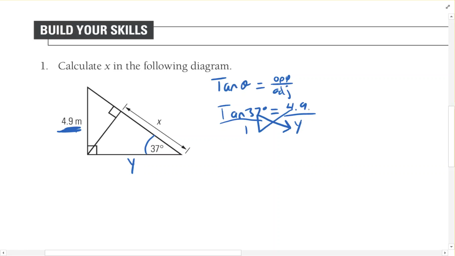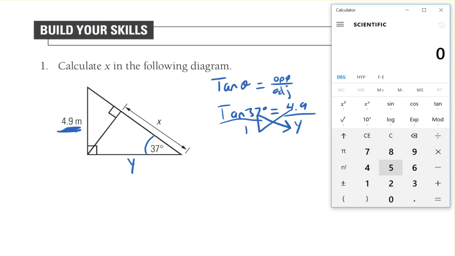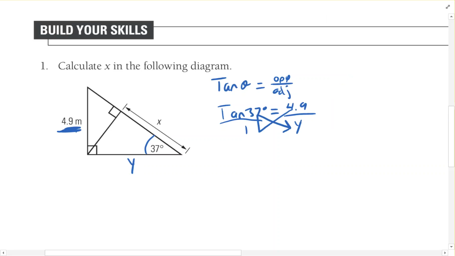So we're just going to go 4.9 times 1 divided by tan 37. So 4.9, and then times 1 doesn't really do anything, right? But if you want to do it, sure, times 1, still 4.9. Divided by, and now remember in your calculator, it's going to be 37 tan. You can see it up top here, 4.9 divided by tan 37, but I still need to press equals. So that's going to be 6.5. So y on this side, which I just figured out, is going to be equal to 6.5.